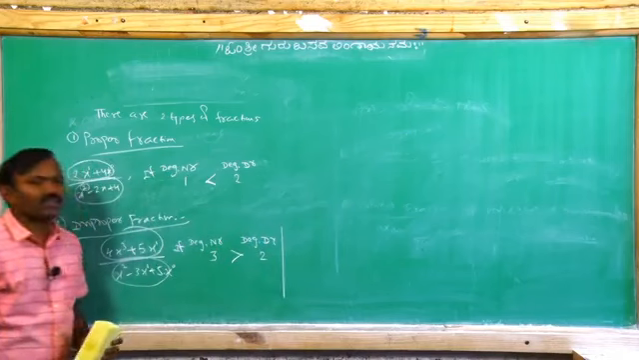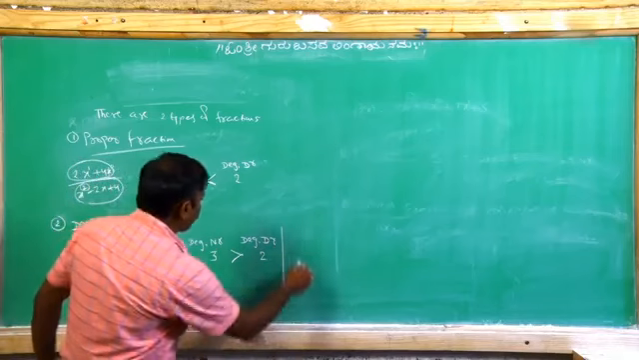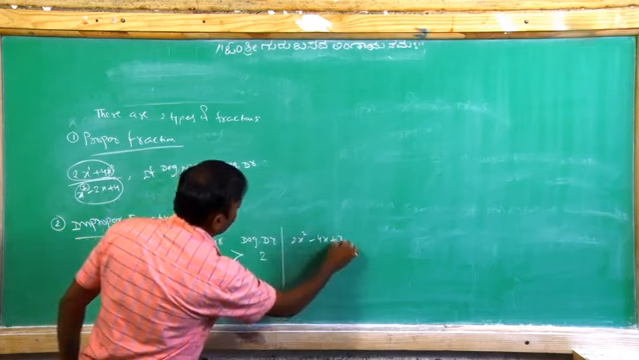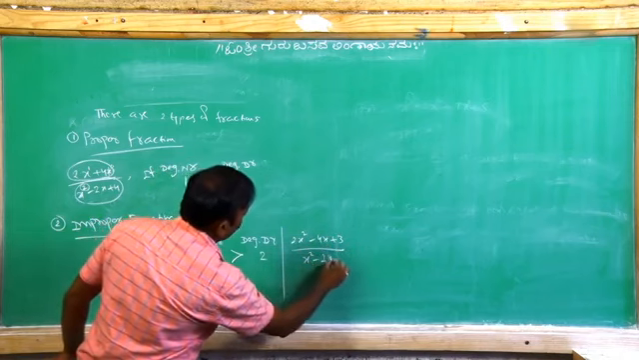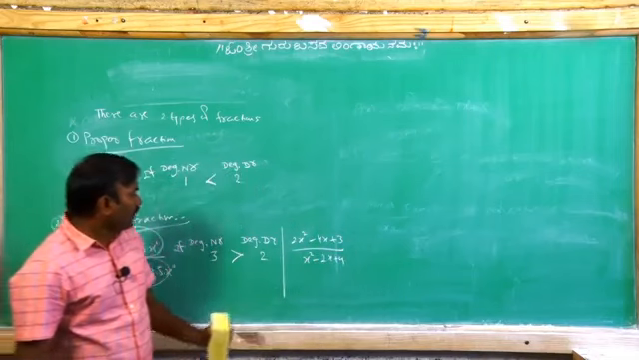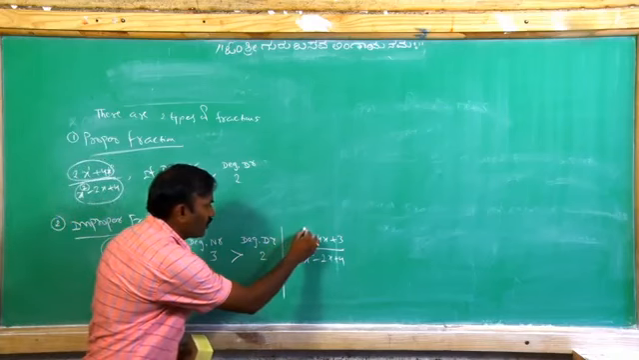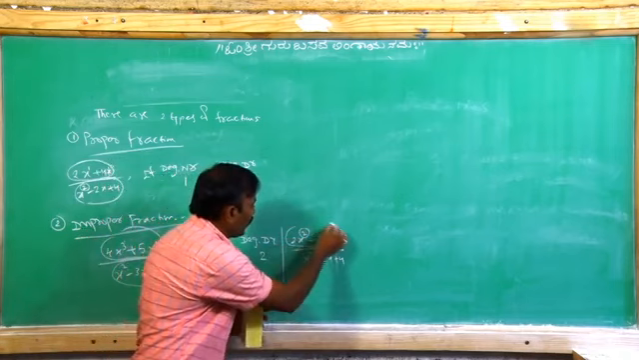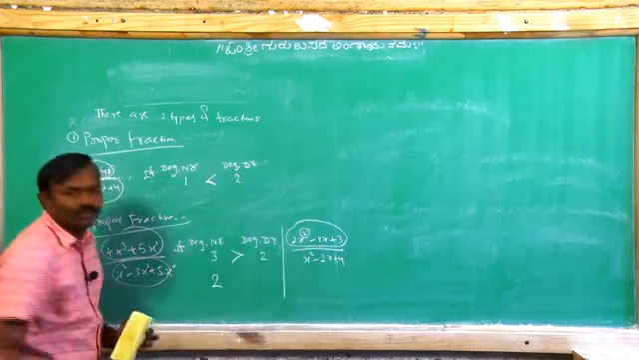Here is one more condition, improper fraction. Take another fraction: 2x square minus 4x plus 3 divided by x square minus 2x plus 4. Find the degree of your numerator. The degree of the numerator is 2, because the highest power of x in this numerator is 2. So the degree of the numerator is 2.